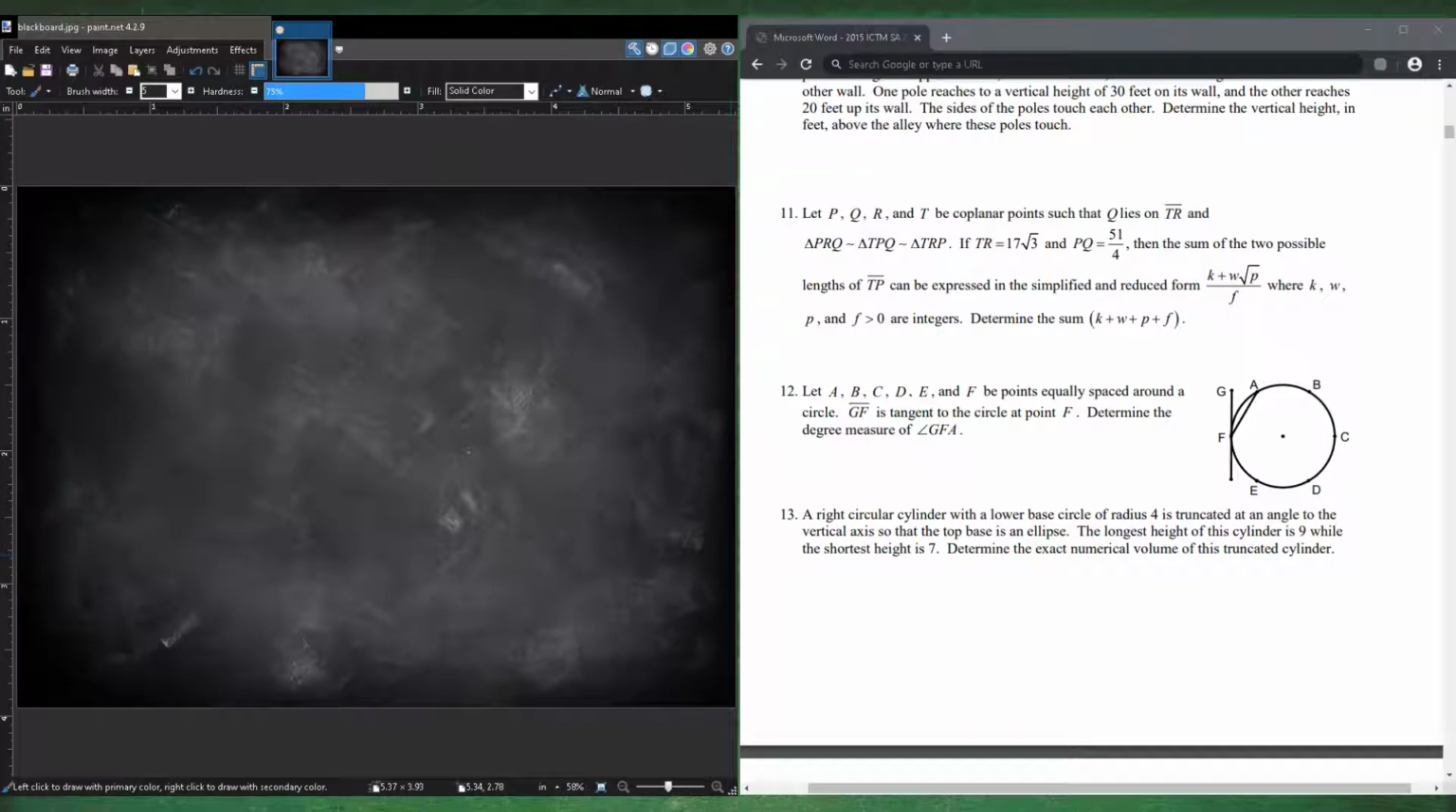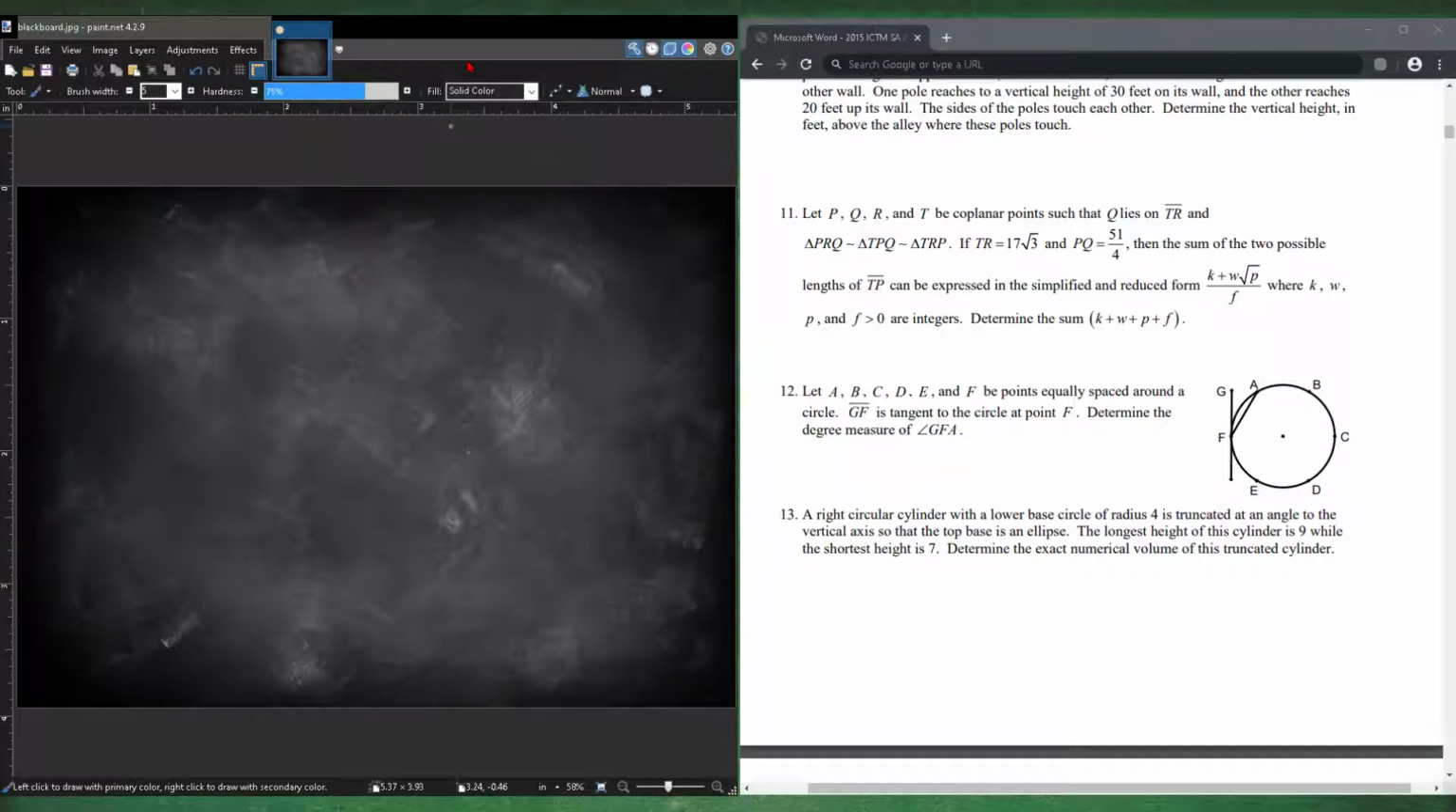Okay, number 11. Let P, Q, R, and T be coplanar points such that Q lies on TR and triangles PQR, TPQ, and TRP are similar. Okay, that's an interesting property. If TR is equal to 17 square root 3 and PQ equals 51 over 4, determine the sum of the two possible lengths of TP in this form and then add the coefficients basically.